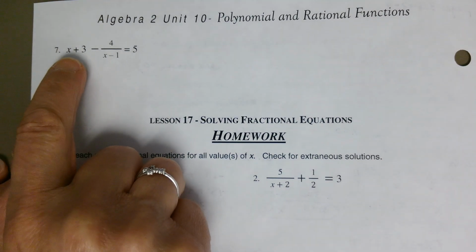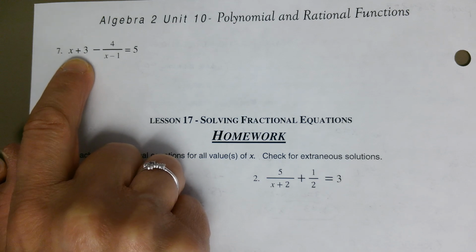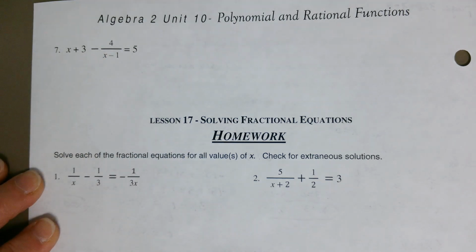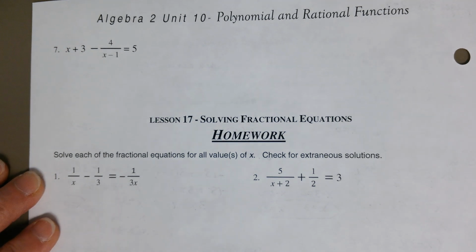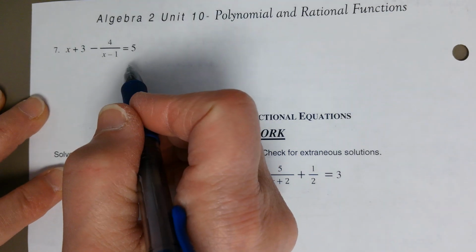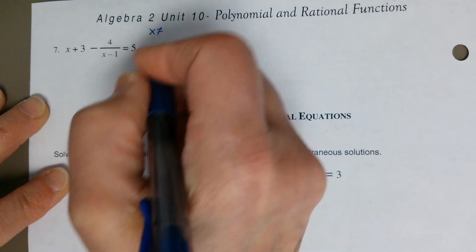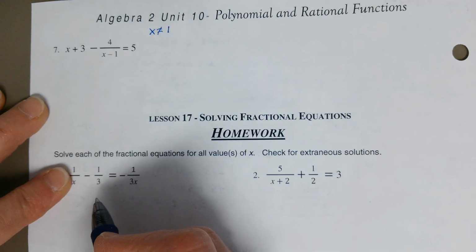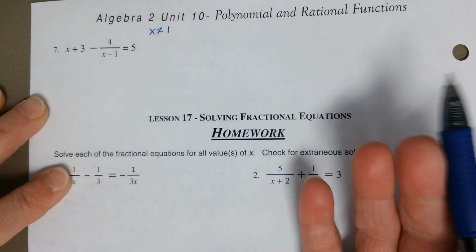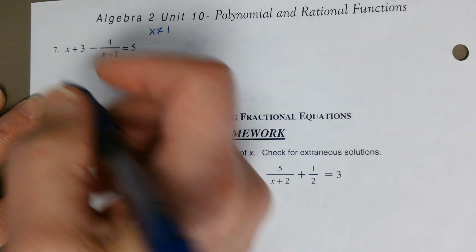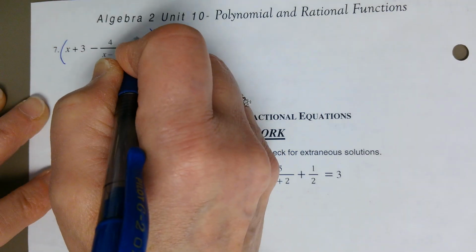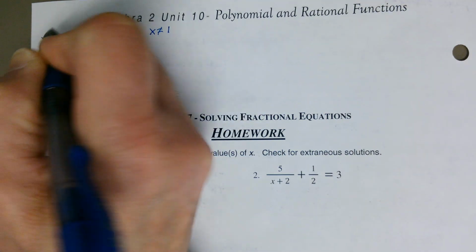Again, here you could subtract 3 and combine it with the 5. If I don't do that and just leave it as is, make note x cannot equal positive 1, and the least common denominator is x minus 1. So we're multiplying the entire equation by x minus 1.